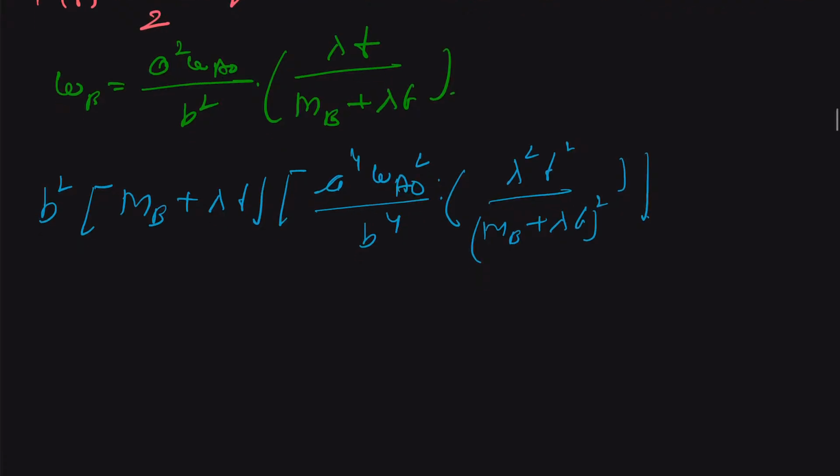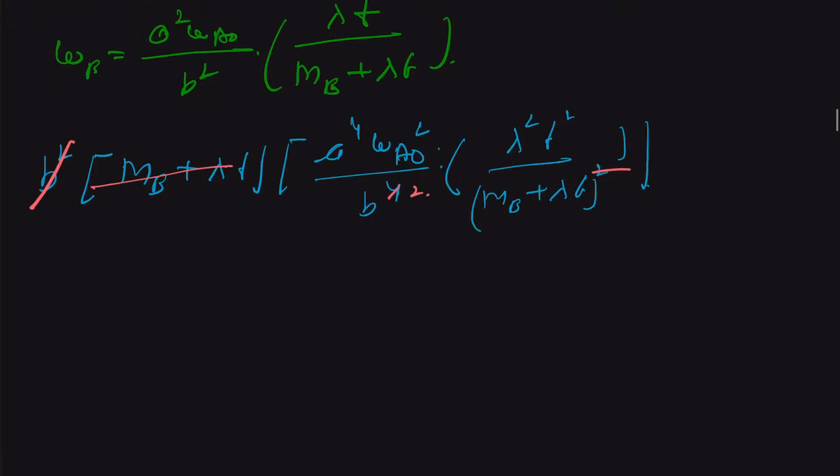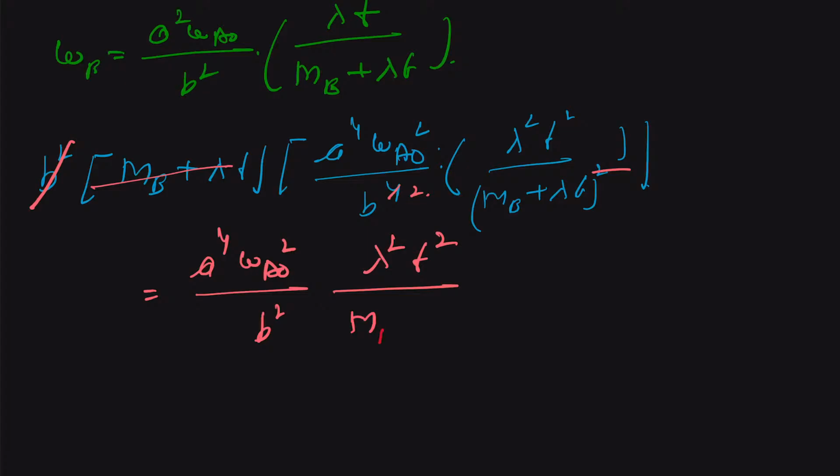Okay, so this goes by square, square goes by this 2, so we are left with this term being equal to A 4 omega naught square B square lambda square t square m of B plus lambda t.